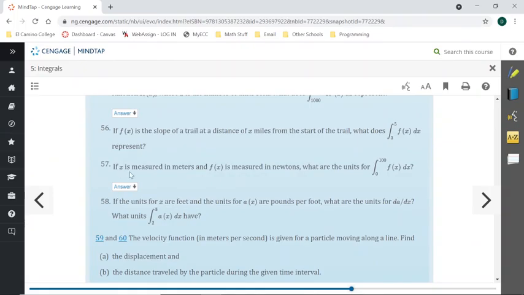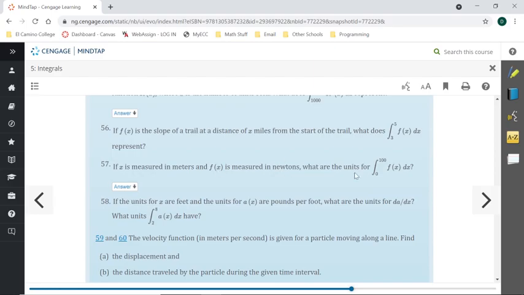57. If x is measured in meters and f of x is measured in newtons, and newtons is a unit of force. It's a kilogram times meters per second squared. Kilograms are mass units, and meters per second squared would be units of acceleration. So 1 newton would be a unit of force representing 1 kilogram at 1 meter per second squared. So newtons are units of force.